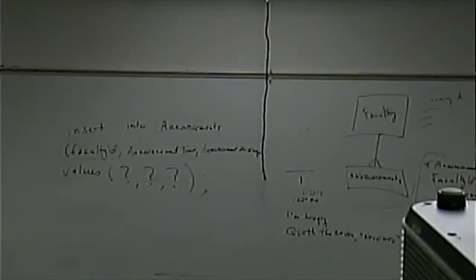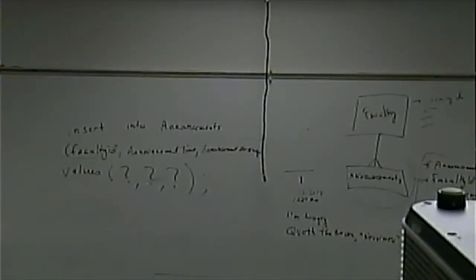What happens if I don't have a valid value for something? What if I have faculty IDs 1 through 200, and I try to insert an announcement for faculty ID 900? It's going to get an error. Same reason. So there's a lot of reasons why this insert statement could fail. And some of them we can control, some of them we can't control.